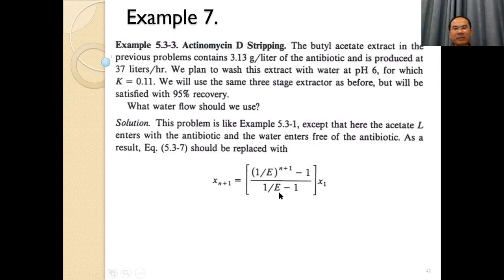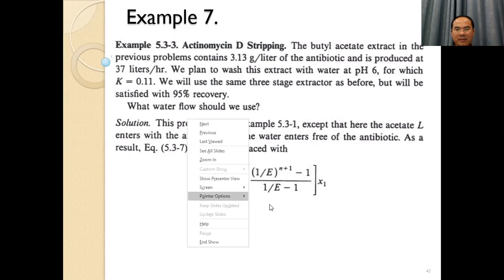That's right. We plan to extract with water at pH 6, with K equal to 0.11. We will use the same 3-stage extractor as before, but it will be certified with 95% recovery. The question is what water flow should be used. For this case, it's reverse operation. That's right, with reverse operation. And after, if you would like to check this, you can do it by yourself.